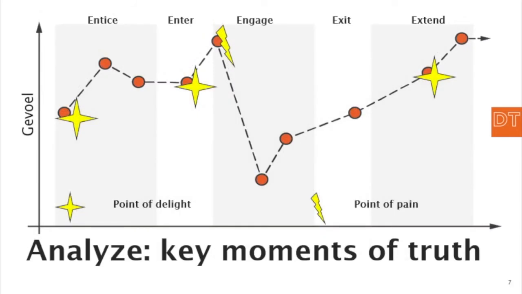The next stage is to analyze it, to find what I name key moments of truth. And this is just an example, but you see there are some points of delight, where people are like, oh, that's nice, thank you very much. And there are pain points, the moments that the experience is dropping and people are disappointed. You have to find those. Especially the moments of pain are reasons why people decide not to buy a specific product, for instance.